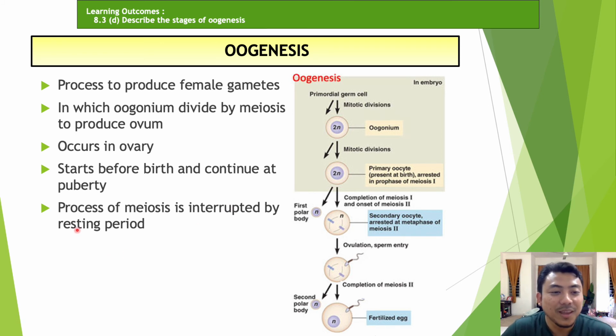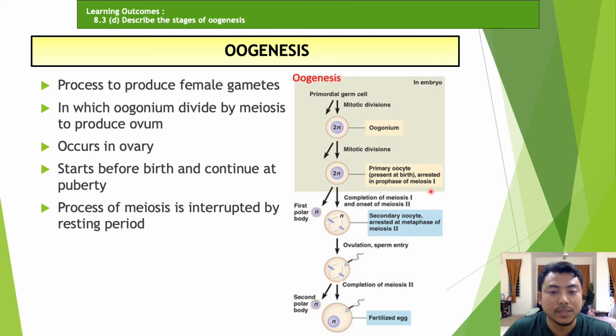Okay. So the process of meiosis is interrupted by resting period. Nampak resting period? Resting period ni apa? Waktu dia menunggu. So if we refer to this diagram here, so this process of mitotic division ni, primordial germ cell to become oogonium. So oogonium divide by mitosis to produce primary oocyte. Ni berlaku present at birth. Ni in embryo. Maknanya semasa baby itu, baby perempuan itu dalam embryo, dalam kandungan ibu lagi, dia dah mula buat proses ni dah. Okay. Until then later, bila dah puberty, baru dia akan start dengan prophase.